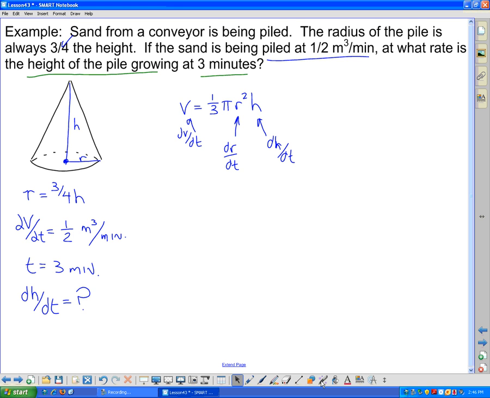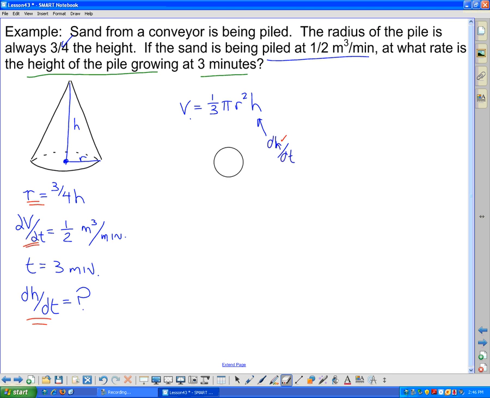So I'm going to end up with those. Are they okay to get? I'm looking for dh by dt, so that's okay. I'm given dV by dt, so that's not a bad thing. I know nothing about dr by dt. I know what the radius is, which might come in handy, but I'm not given a number for dr by dt. So what that tells me is A, I have to find it, or B, I have to get rid of it. One or the other.